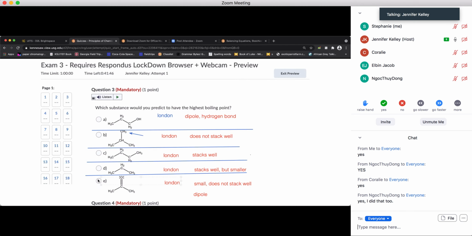So if we look at the ones that are polar, we've got E and A. And then if we're just looking to see which molecules are biggest, we've got A, B, and C. E is kind of small, so that marks out E. And marks out D because D is small. B would be marked out because it doesn't stack well. And then when you compare A and C, C would be marked out because it only has London forces, and A has London, dipole, and hydrogen bonding forces.